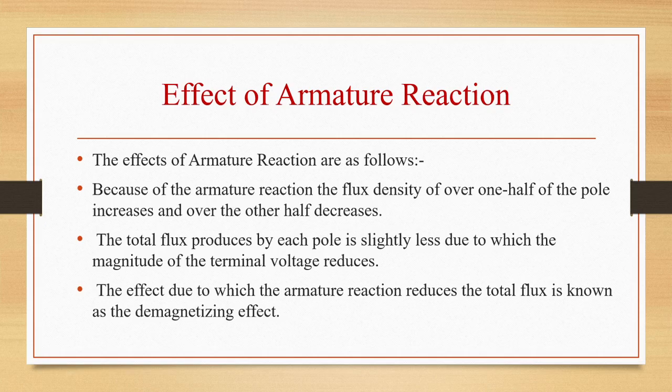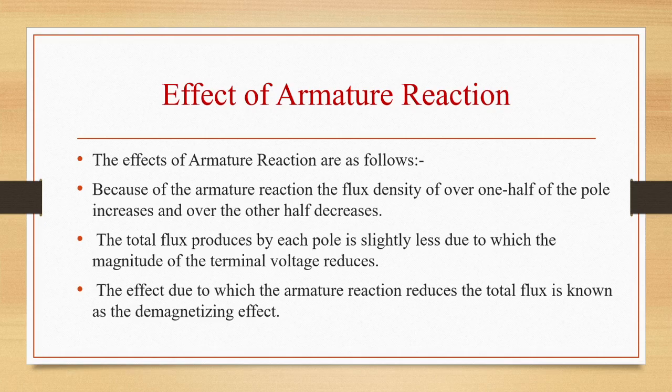Okay, students? So, what will be the effects of armature reaction? Because of armature reaction, flux density over one half of the pole increases and over the other half decreases. Total flux produced by each pole is slightly less, due to which magnitude of the terminal voltage will reduce. The effect due to which armature reaction reduces the total flux is known as demagnetizing effect.